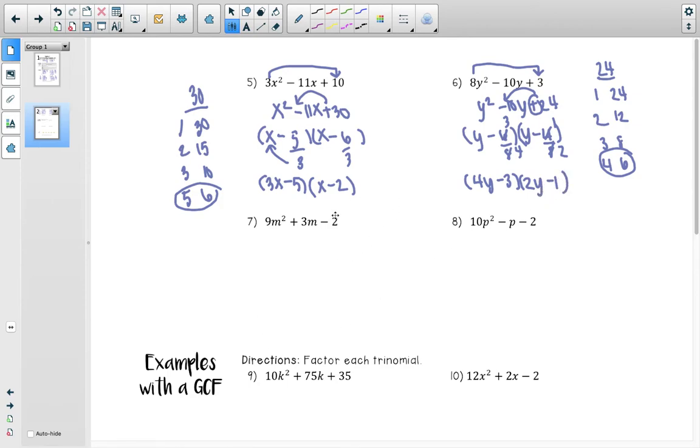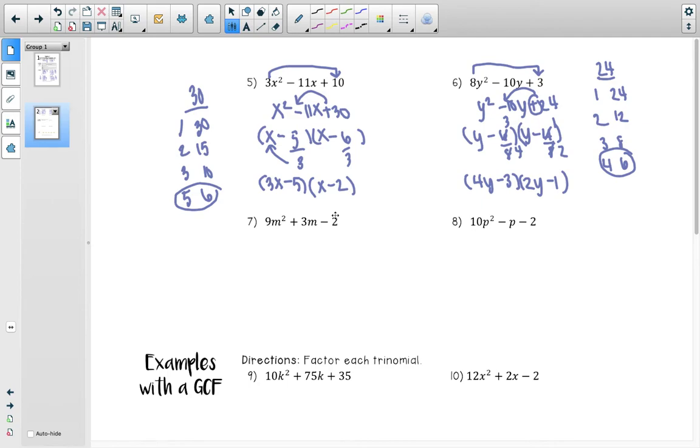Okay? Now, what I forgot to say is we should be checking for a greatest common factor every single time. You obviously can see in your notes that it says examples with the greatest common factor below. So we have problems that are going to be that scenario. But always, always, always get into the habit of checking, is there a greatest common factor? So 7, 9, 3, and 2, absolutely not. There is no greatest common factor, okay? You have a 2, and you have 2 odd numbers. It's probably not going to happen.